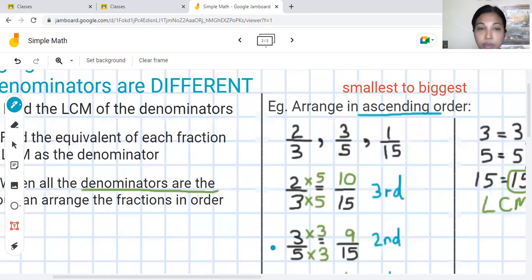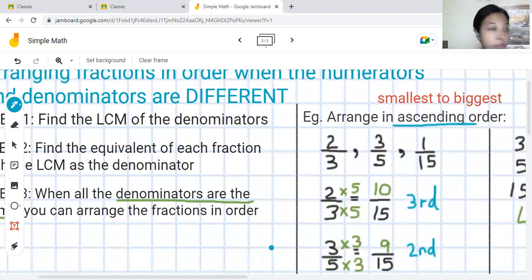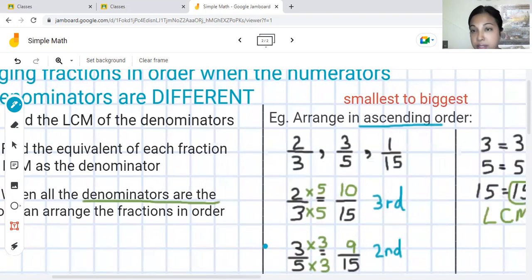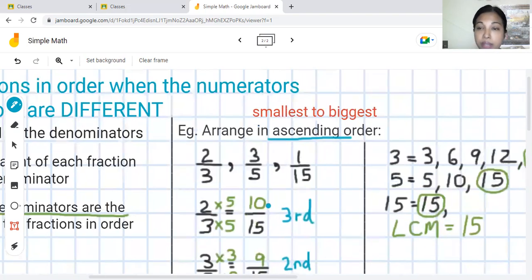I hope this video was helpful in allowing you to solve your questions. As I said, you may also be asked to arrange fractions in descending order, right? You have to be careful because it's the opposite of ascending order. So keep that in mind. Ascending is from smallest to biggest, and descending is from biggest to smallest.